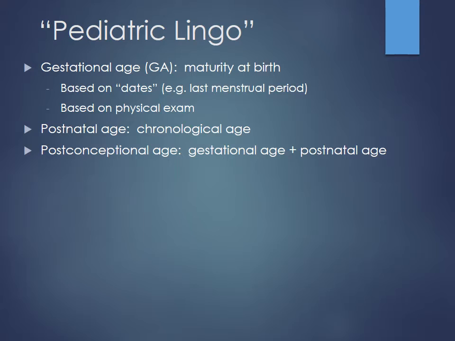The postnatal age is just the chronological age after they're born, and postconceptional age is the two added together. Sometimes these will come up when you're looking at different drug dosing regimens. Very frequently, if you're looking at pediatric dosing for something, it'll say, for gestational age 32 weeks or under, or above 32 weeks, your dosing will change pretty significantly, especially with things like renal clearance and hepatic clearance of different drugs.